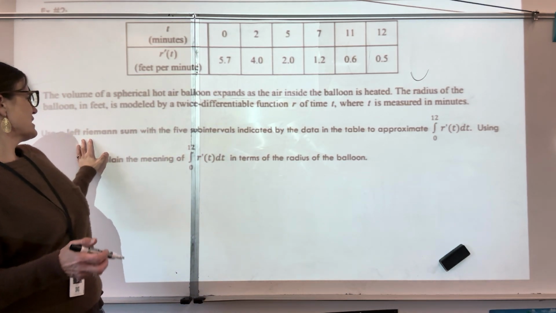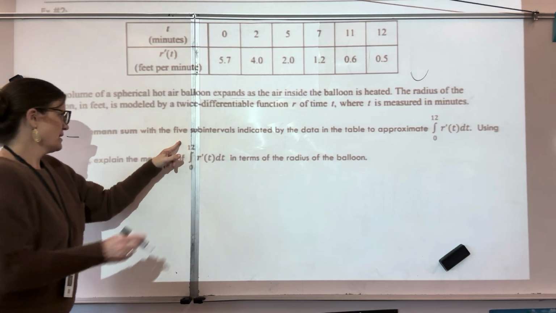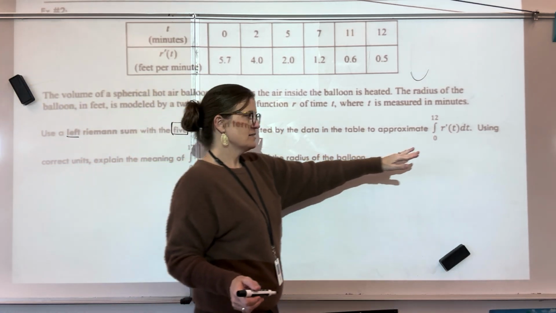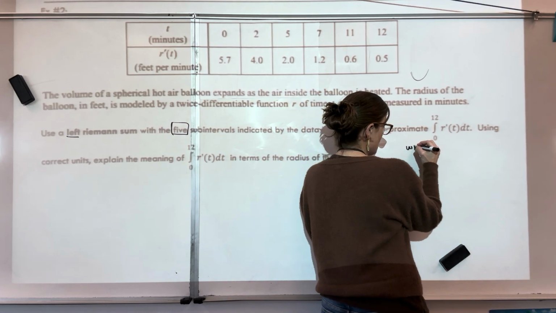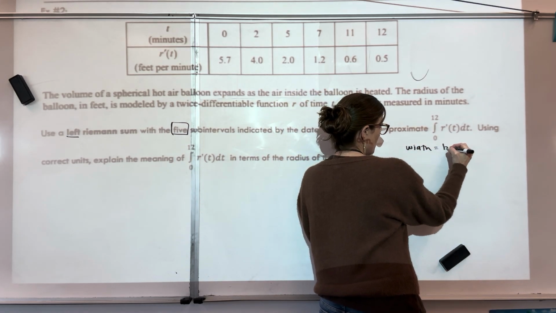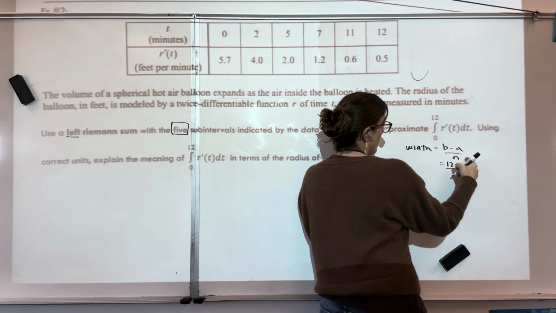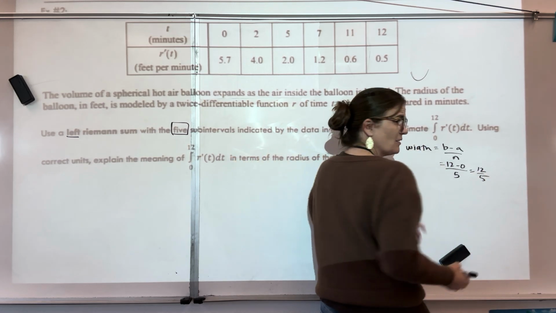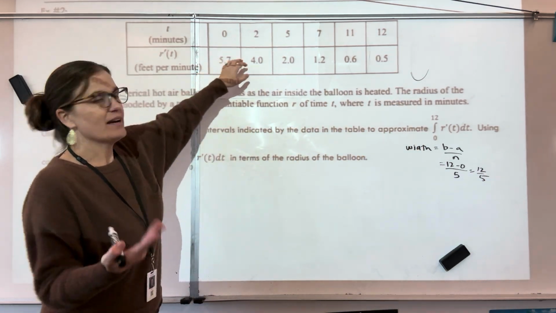This one's asking for a left Riemann sum. So a left Riemann sum. Again here, 5 subintervals, and the data in the table going from 0 to 12. Now realize here, if I try to use this formula like I did on the last one, the width being b minus a over n, I could try this. I'd be like 12 minus 0 over n, which was 5. That would be 12/5.